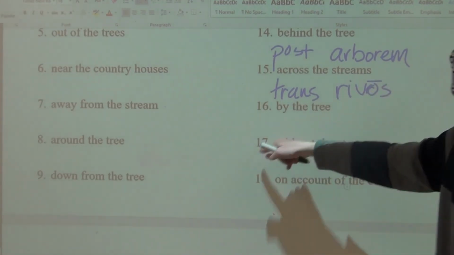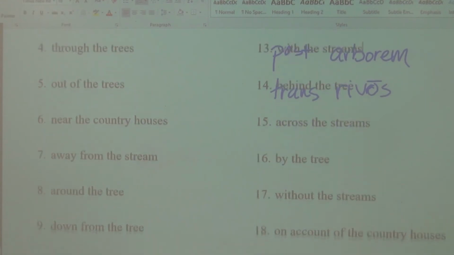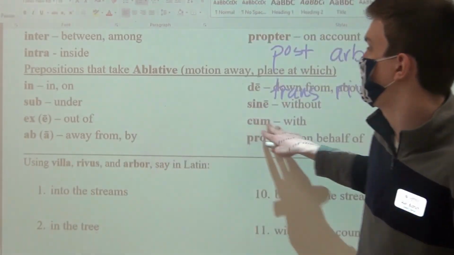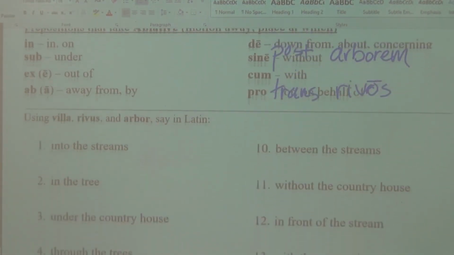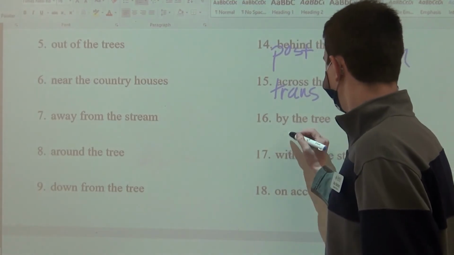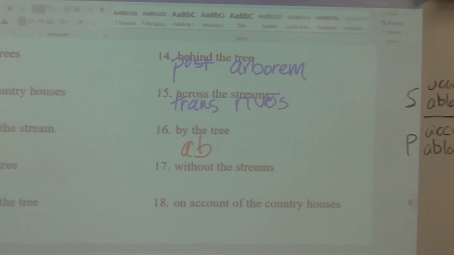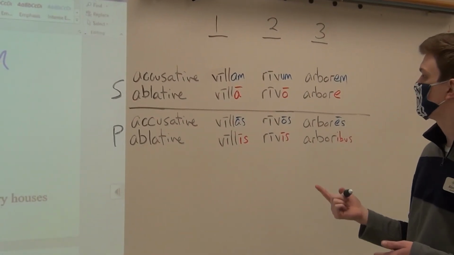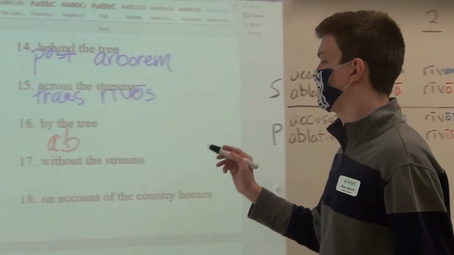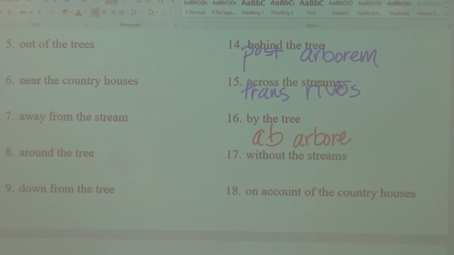Alright, by the tree. Go to our thing, but we also had, well, we had away from, but when I said away from, we also knew it meant by. So it takes the ablative case. So go here. Of, by, and then the word is tree, and it's in the ablative, and it's singular. So tree, singular ablative, is going to be arbore with an E, because that is our third declension ending for ablative singular.